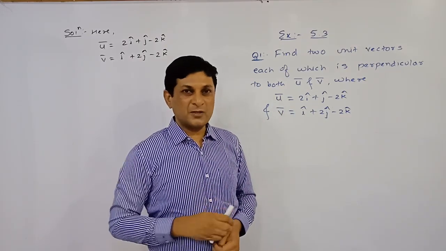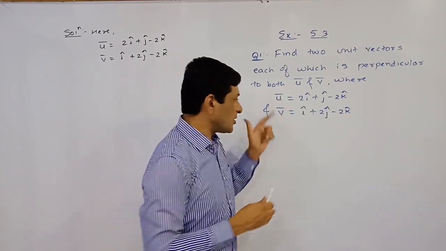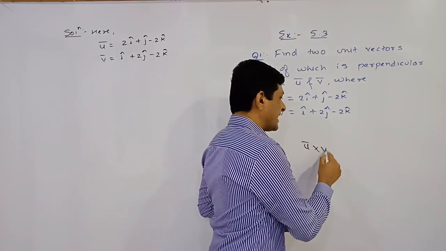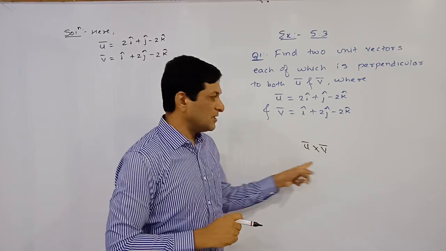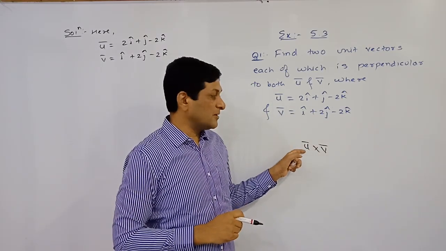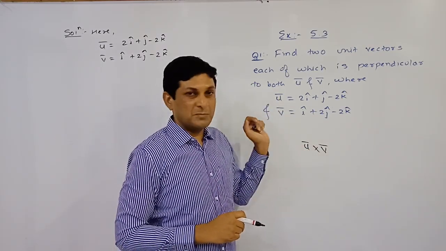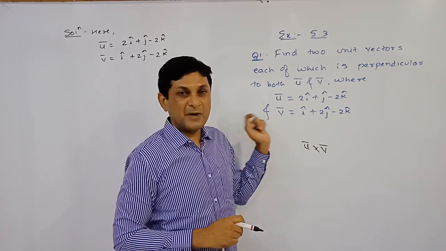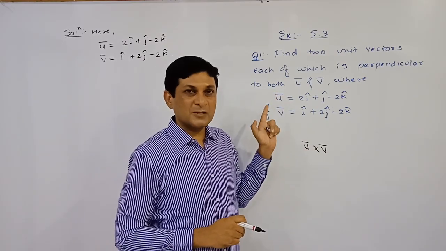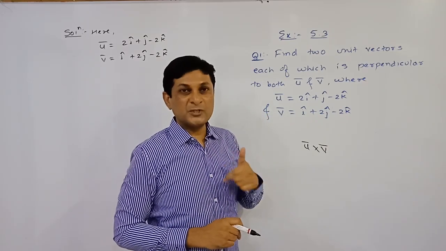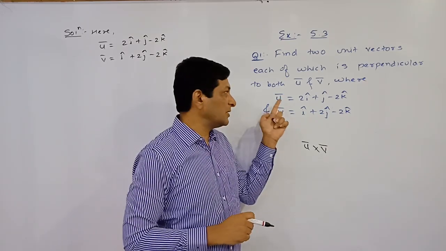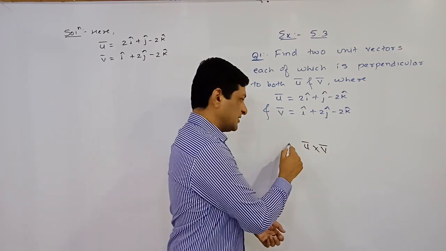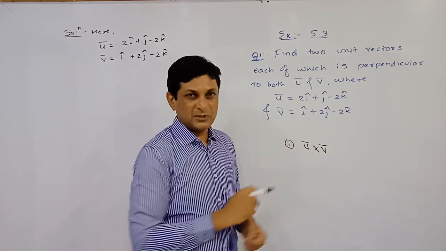Already in cross product we have seen that if we take the cross product of two vectors, means if we take the cross product of u bar and v bar, we will get a new vector which is perpendicular to the plane of u bar and v bar. Means it is perpendicular to u bar also and v bar also. Means to find a vector perpendicular to u bar and v bar, first we have to find their cross product. This will be our first step. Find the cross product.